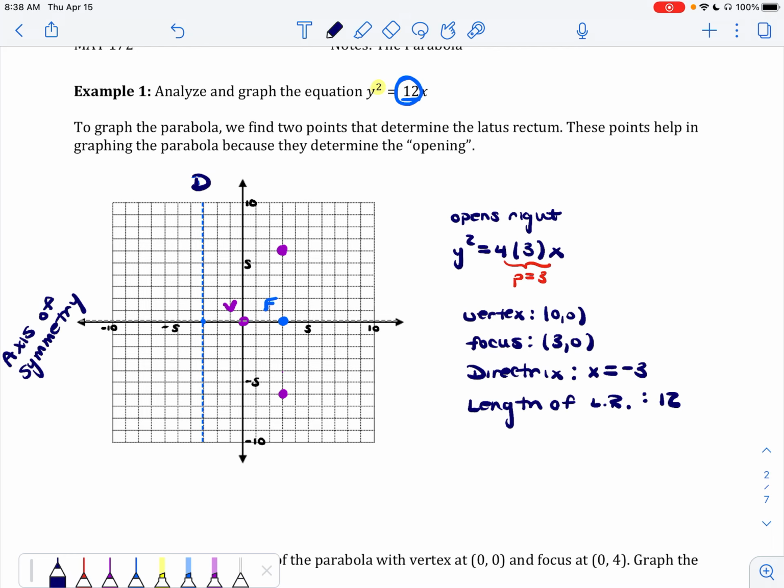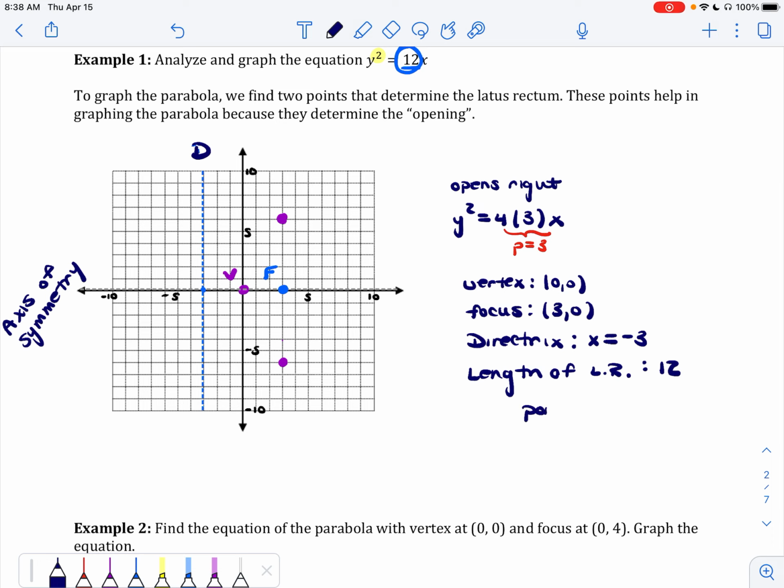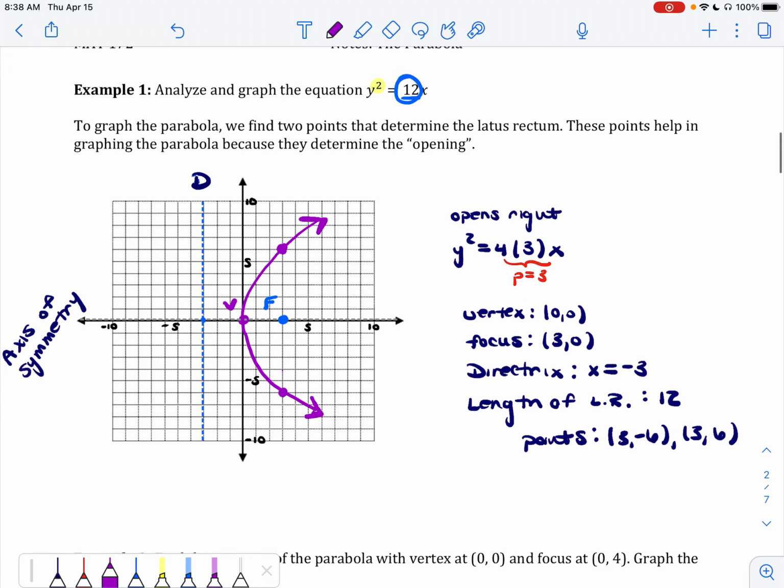Okay, so the 2 points on the latus rectum then are (3, -6) and (3, +6). Okay, and then the last thing we need to do is just connect our points here. And that's our parabola. All right, so these are all the different pieces of a parabola that we're looking for.